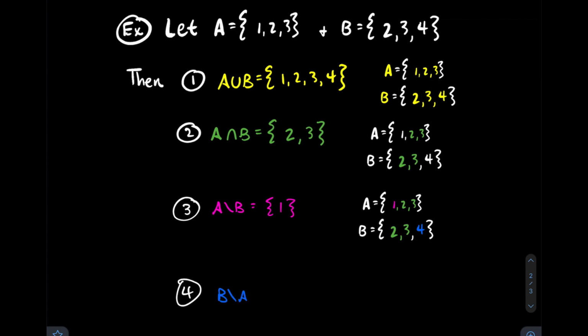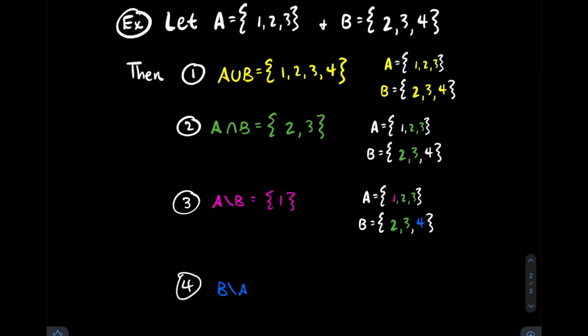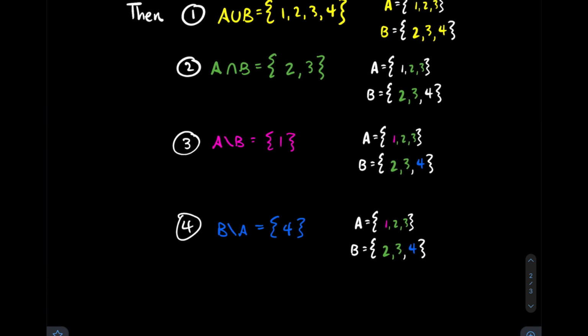And now for number 4, when I just go the other way, what is B minus A? I'm going to do the same work, and so now I'm looking at what are the things that are in B but are not in A, and I see that 4 is the only thing that is in B that is not an element of A. So B minus A is just the set that has 4 in it.